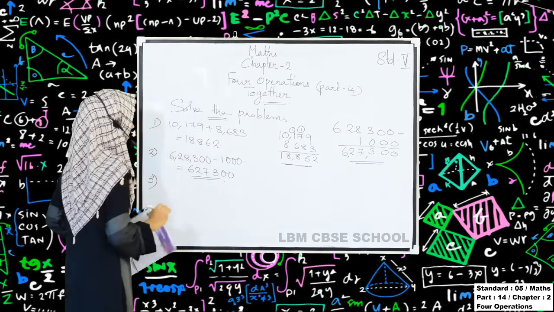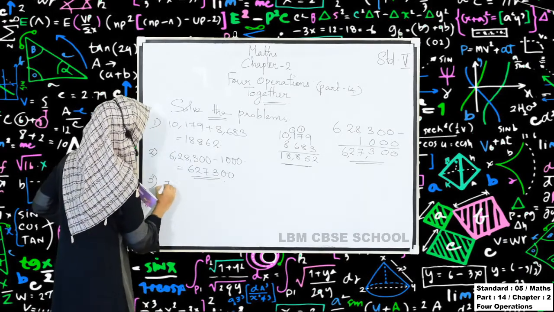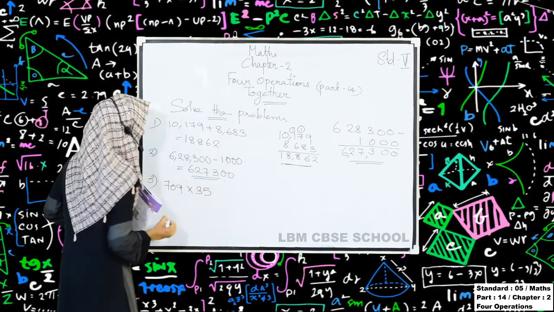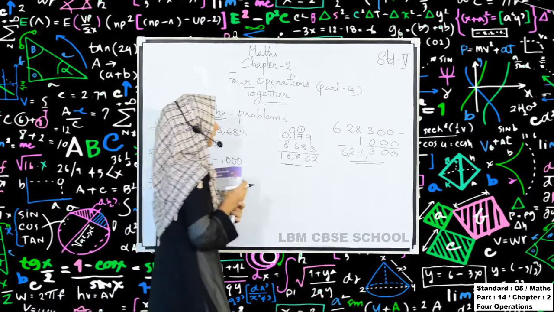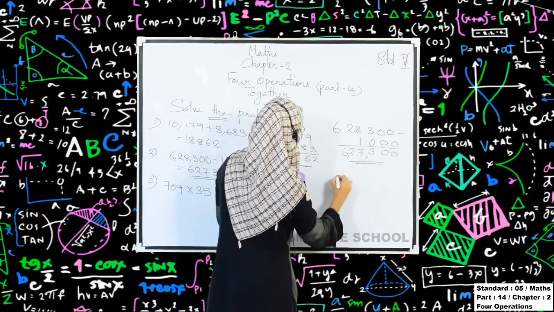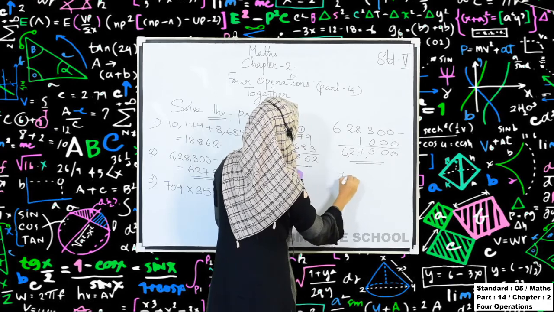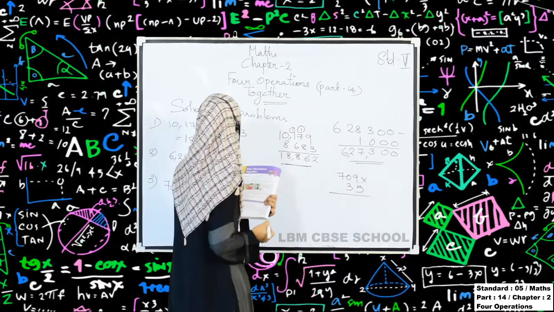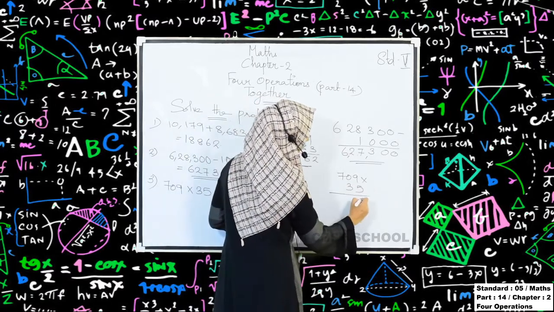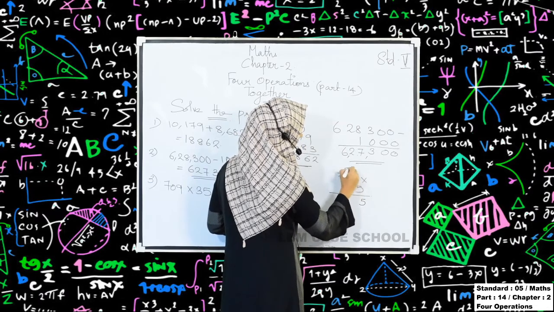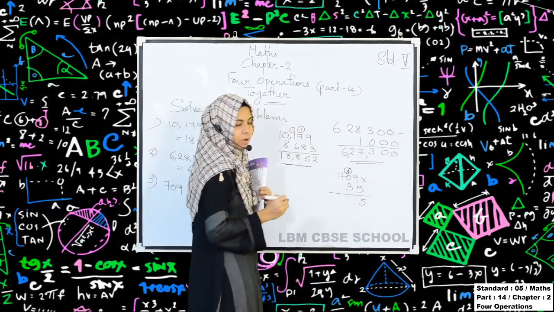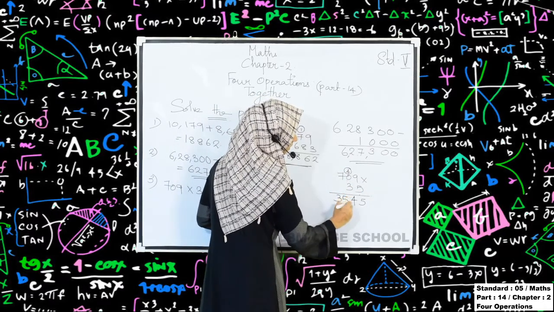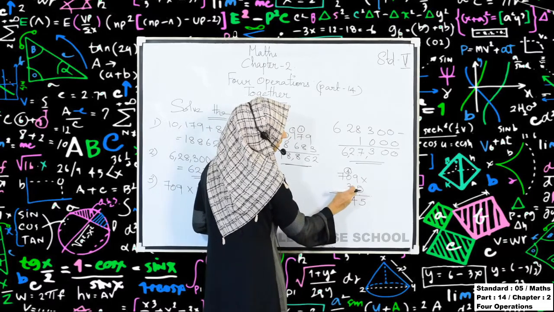The next question is 709 into 35. You want to multiply these two numbers. How will you multiply these two numbers? 9 5s are 45. 5 here. 4 is carry over. 5 zeros are 0. And 0 plus 4 is 4. 5 sevens are 35. That row is over. Next we want to multiply with the 3.